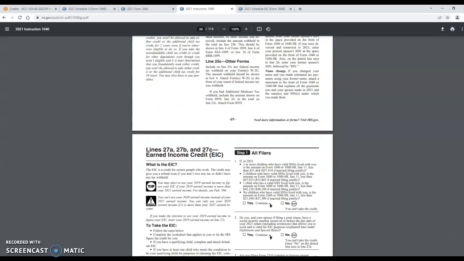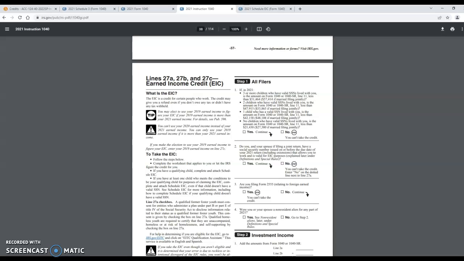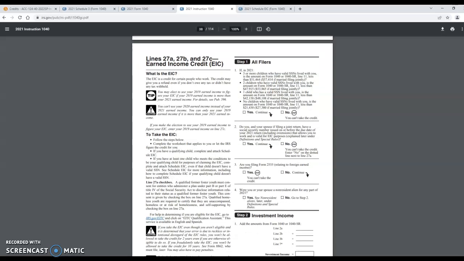All right, so here we are in the IRS instruction booklet and taking a look at the earned income credit. So all filers have to be qualified to be able to take the earned income credit, regardless of whether you have a kid or you don't have a kid.